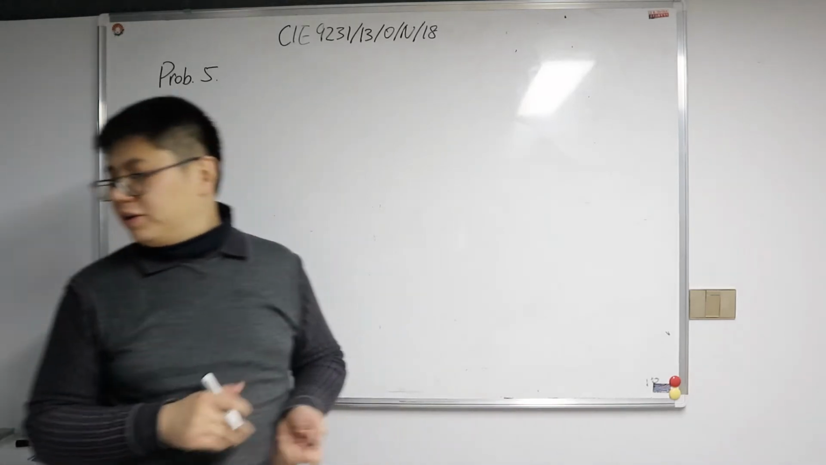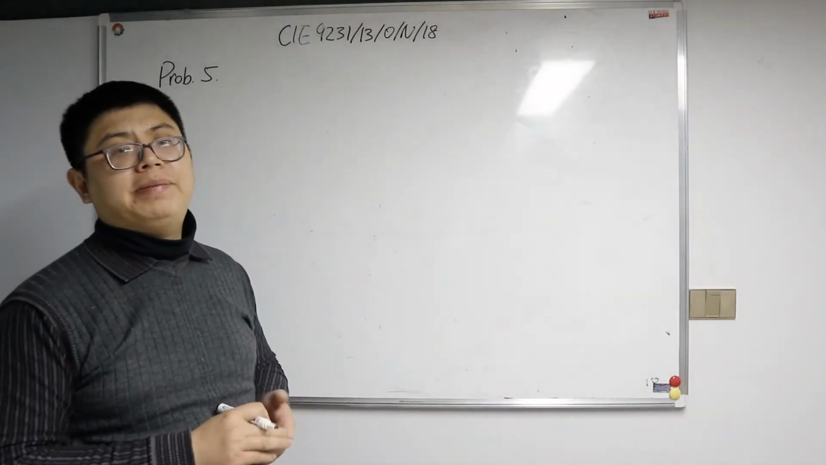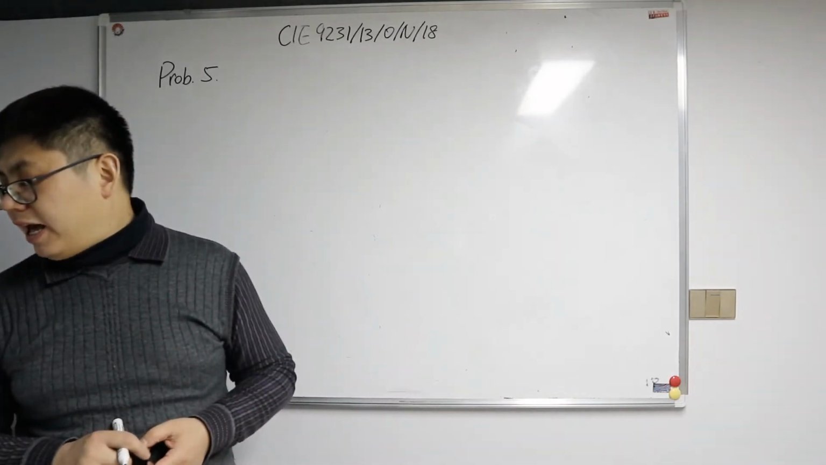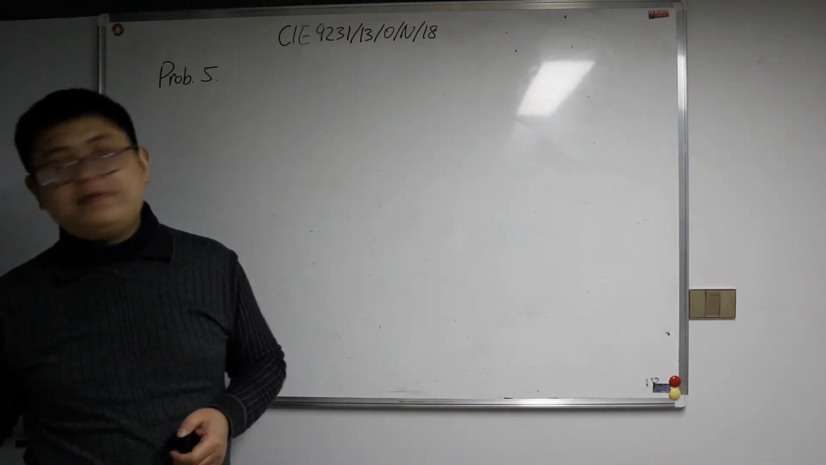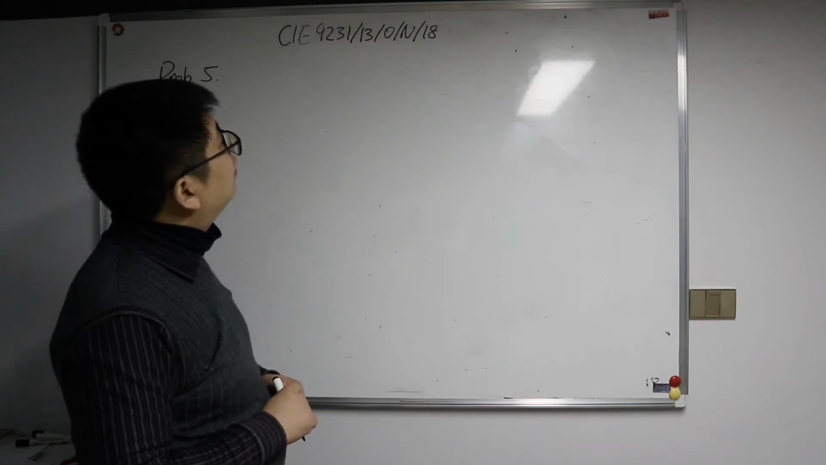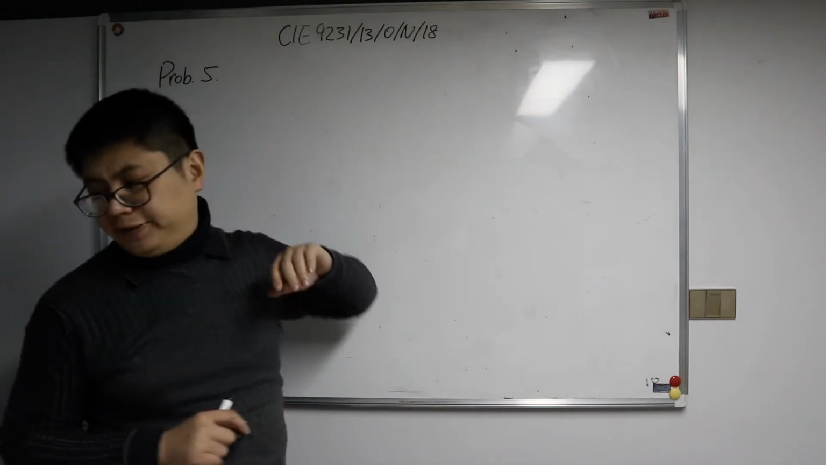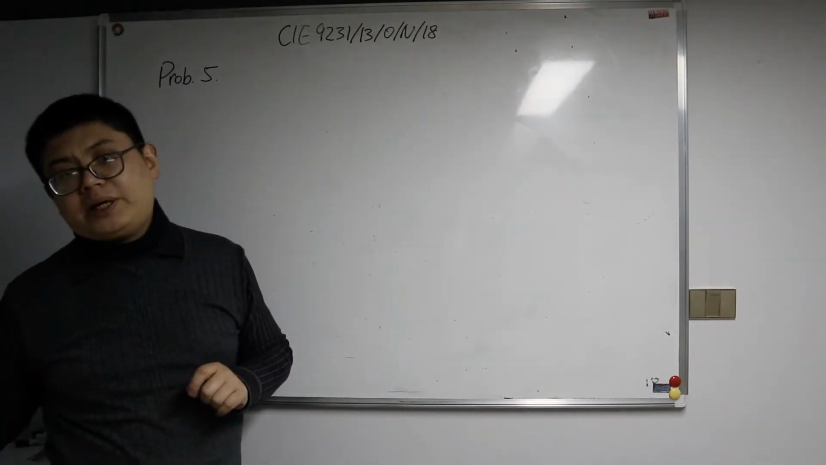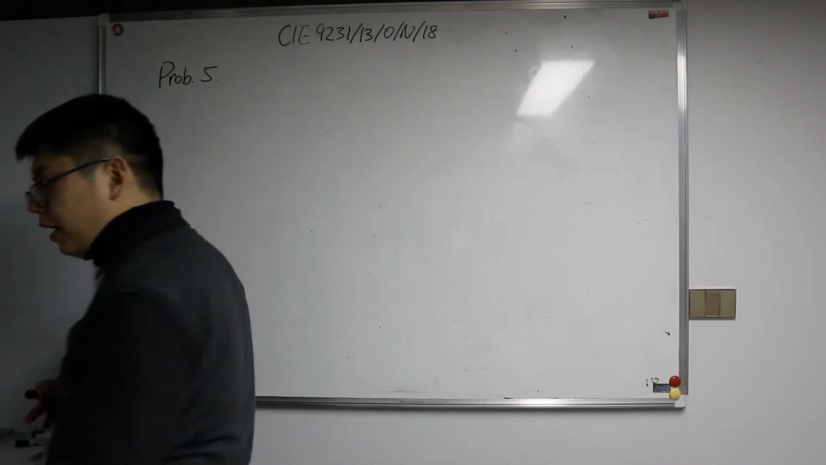Now today we continue with problems from the CIE past papers of further mathematics, and today I will solve problem 5 from the paper of the winter in 2018. It is a problem about matrices. It is a linear algebra problem. So let's begin.